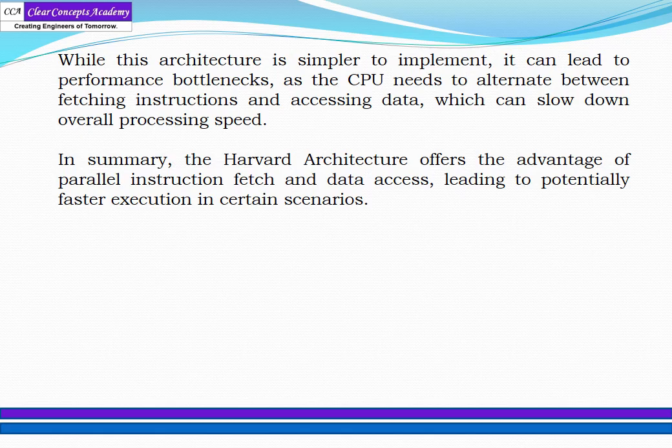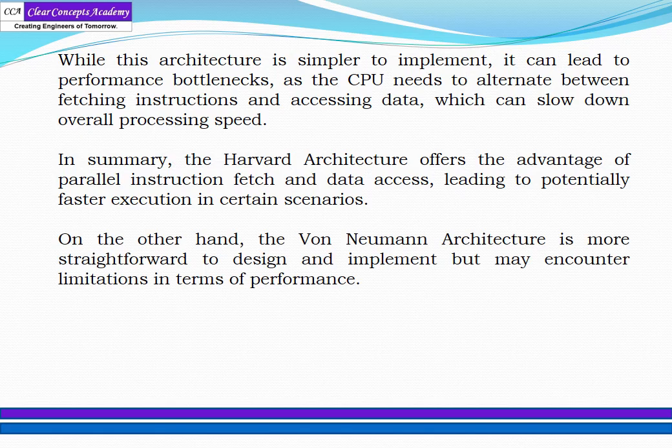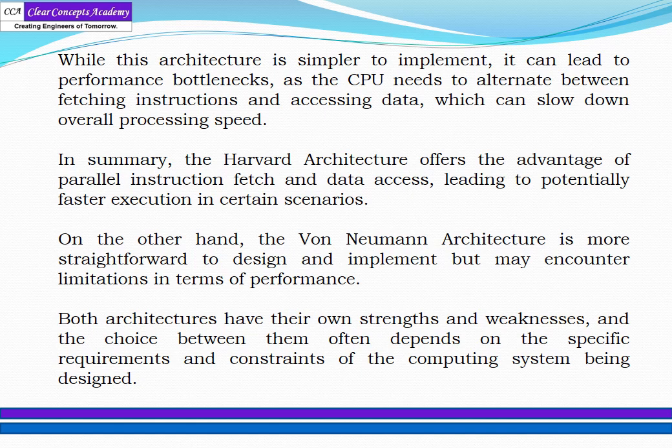In summary, the Harvard architecture offers the advantage of parallel instruction fetch and data access, leading to potentially faster execution in certain scenarios. On the other hand, the von Neumann architecture is more straightforward to design and implement, but may encounter limitations in terms of performance. Both architectures have their own strengths and weaknesses, and the choice between them often depends on the specific requirements and constraints of the computing system being designed.